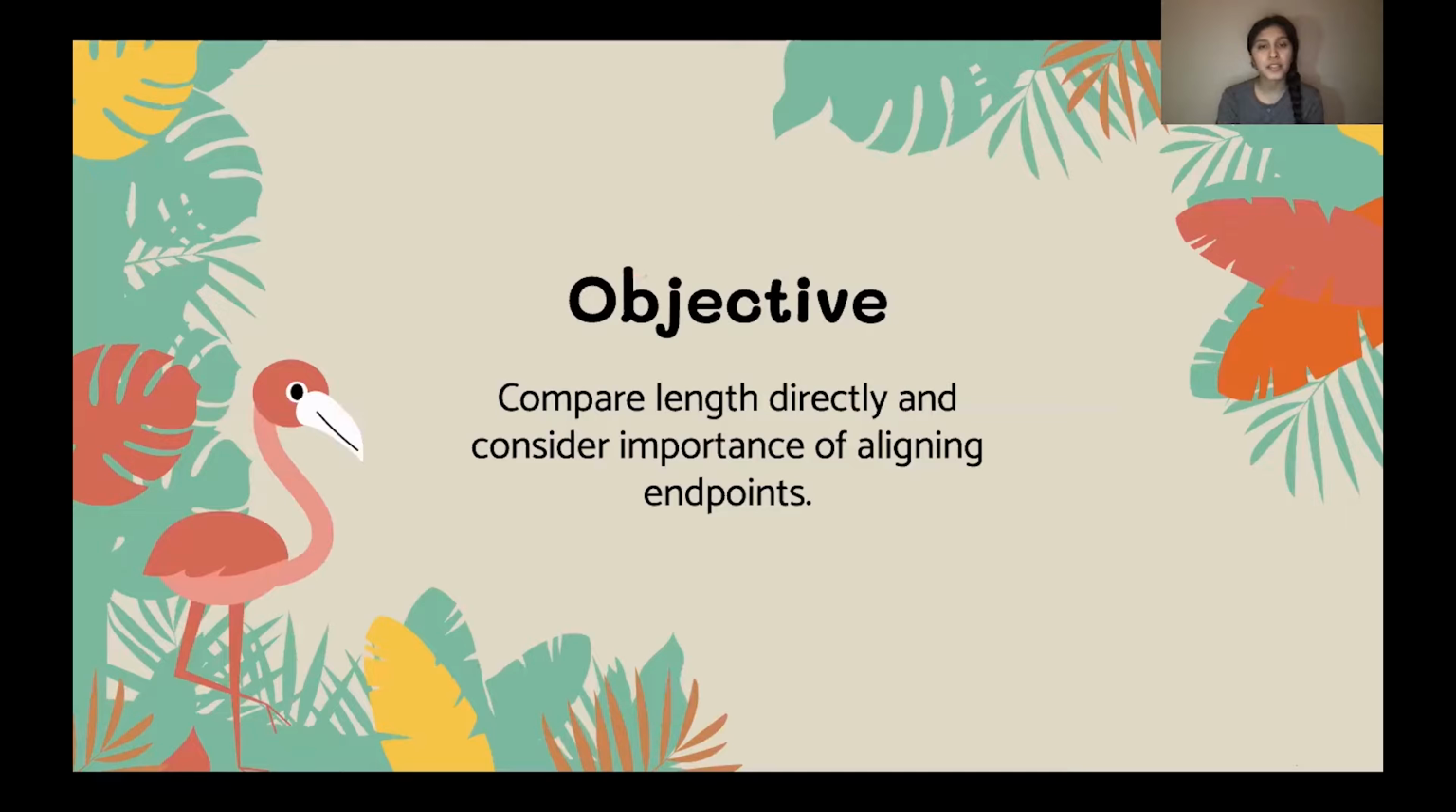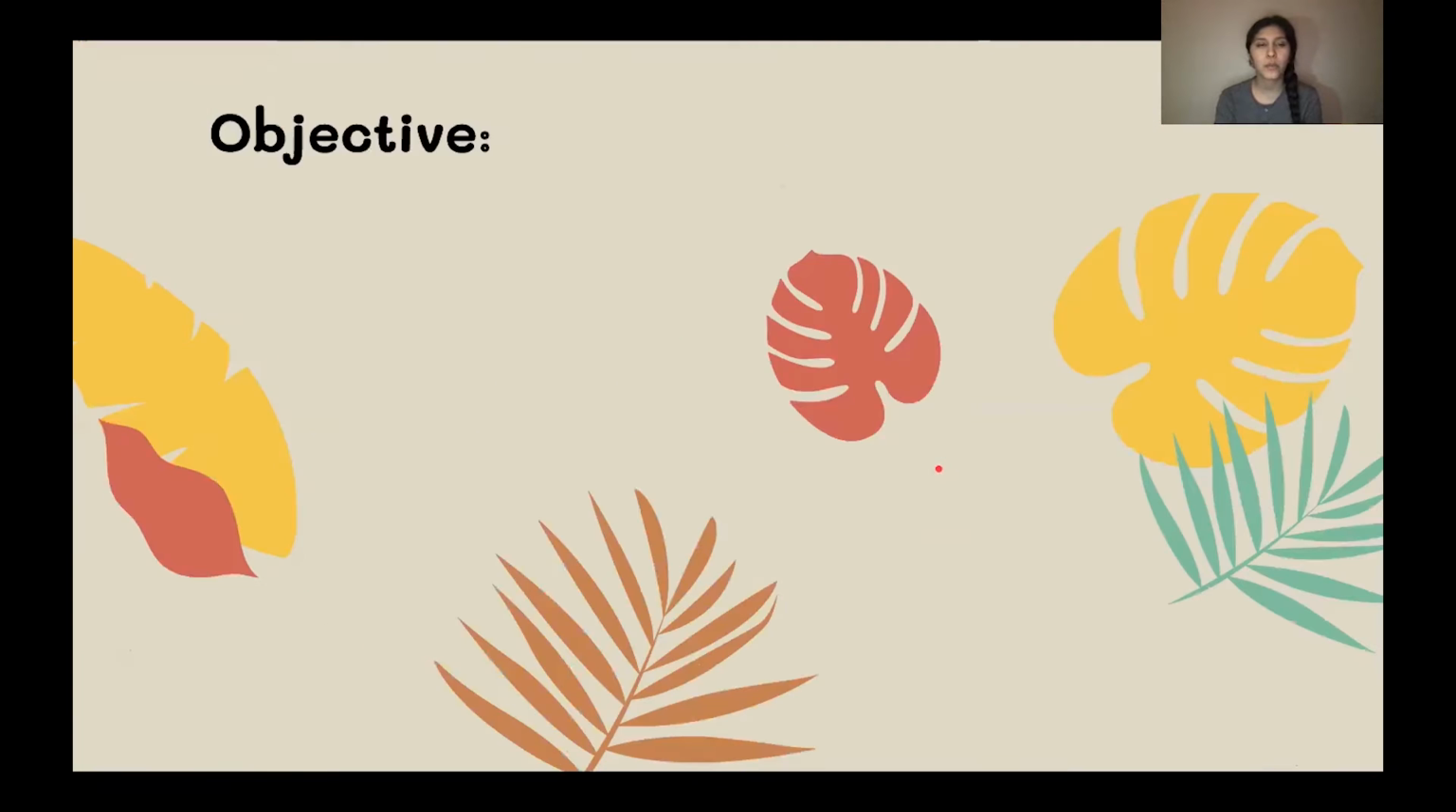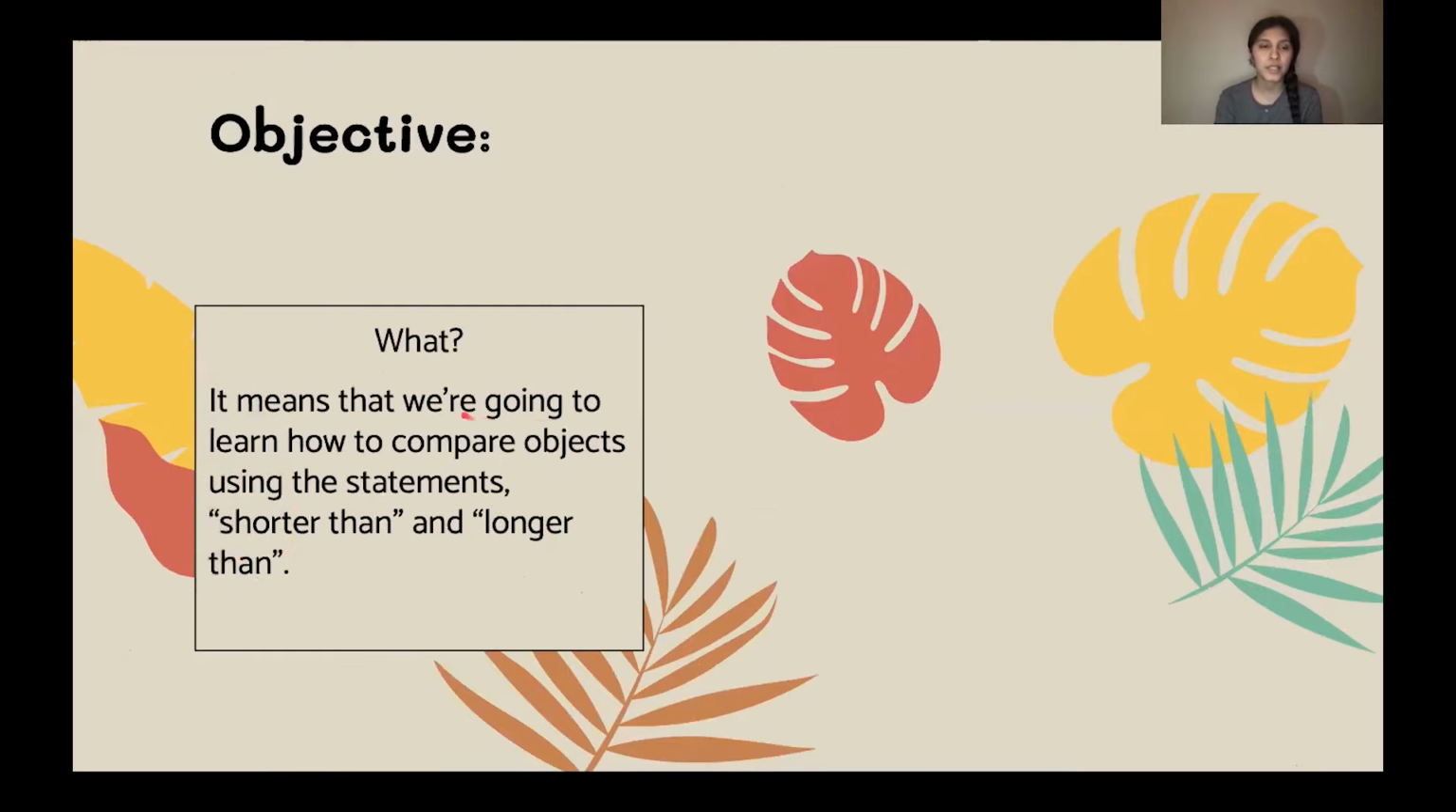So here is our objective for the day. It says compare length directly and consider importance of aligning endpoints. Okay, but what does that mean? It means that we're going to learn how to compare objects using the statements shorter than and longer than. So we're going to look at different objects on the screen, and we're going to say, oh, this one's shorter than this one, or this one's longer than this one. So we're just going to be using those phrases, and we're going to be comparing those numbers, okay?